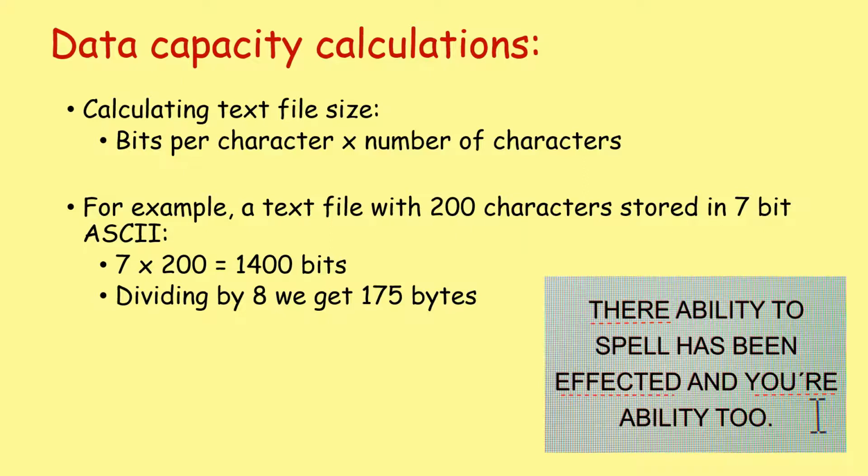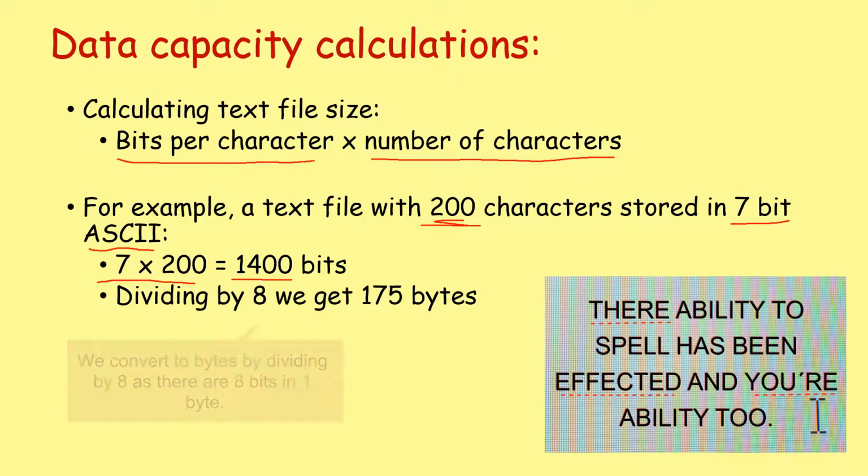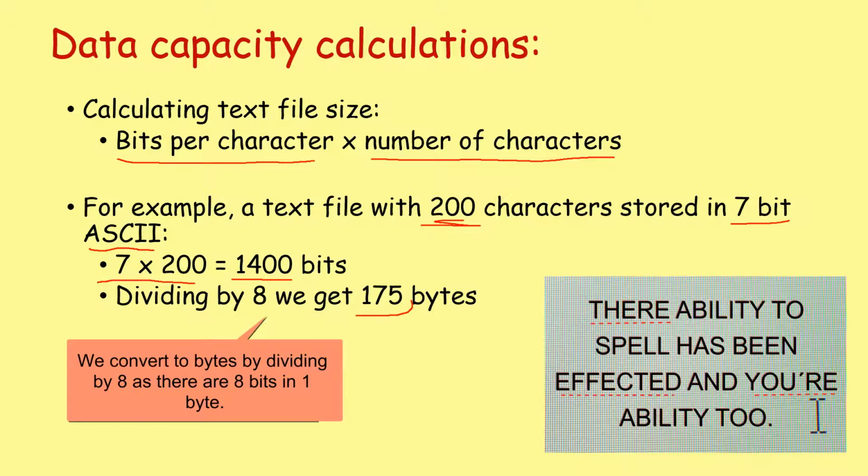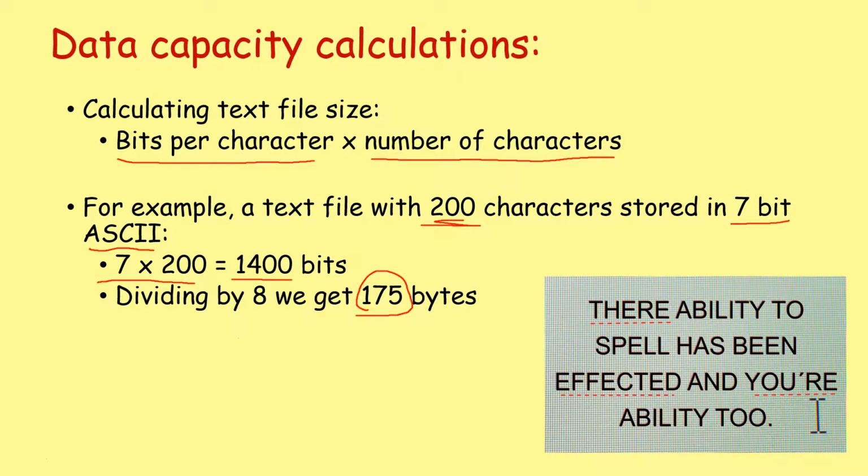So calculating text size is quite easy. It's simply the bits per character multiplied by the number of characters. So for example, a text file with 200 characters stored in 7-bit ASCII format, I'll explain ASCII in another lesson, comes to 7 times 200, which is 1,400 bits. I can divide that by 8 to simplify it and get to 175 bytes. So that's how we calculate text size.